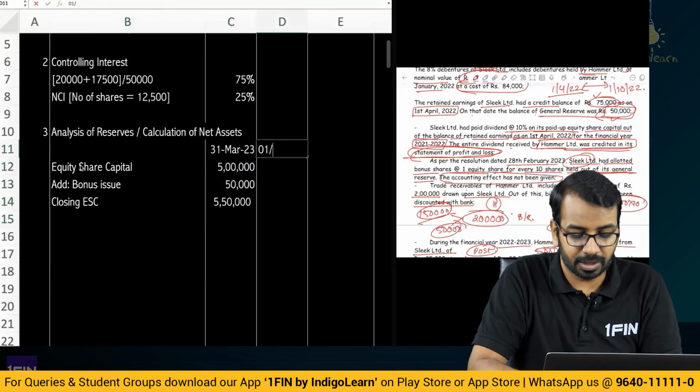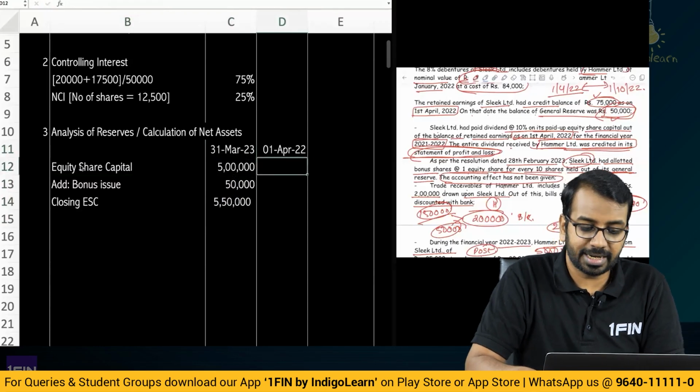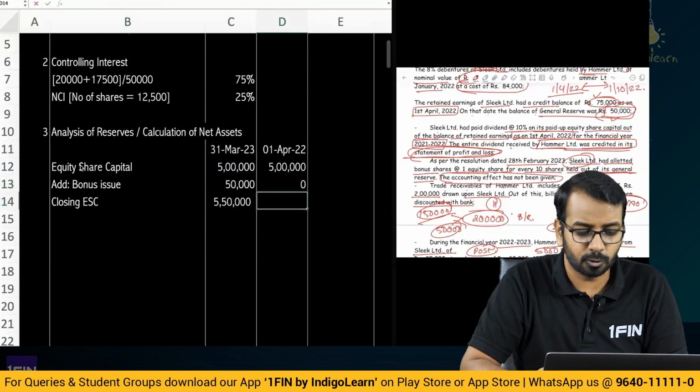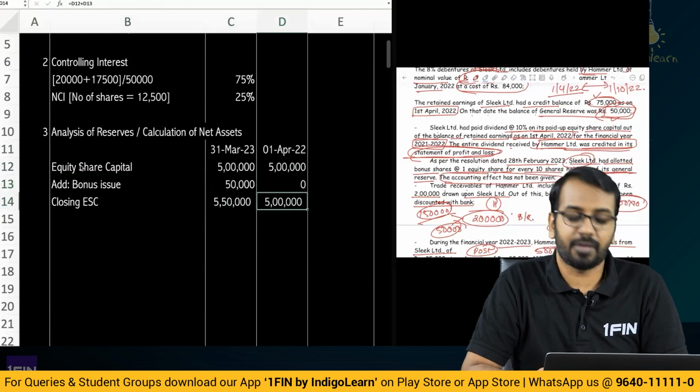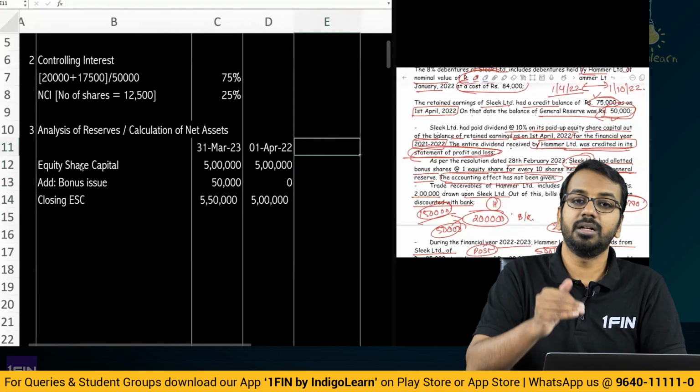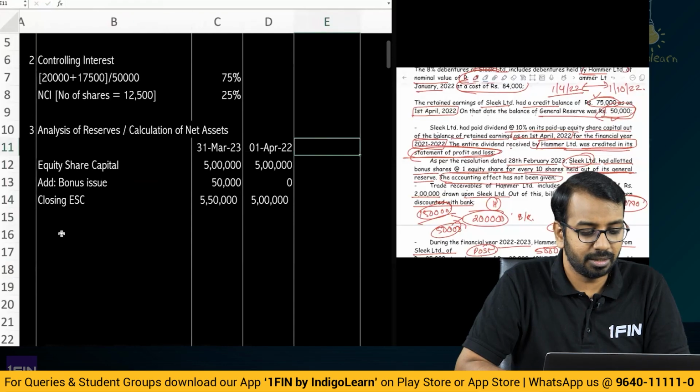Now, on 1st of April of 22, what is the share capital? 5 lakhs. Did we have bonus issue on 1st of April? We did not have. So, this number is 0. So, the balance will be 5 lakhs, right. Now, this is as far as the equity share capital is concerned.